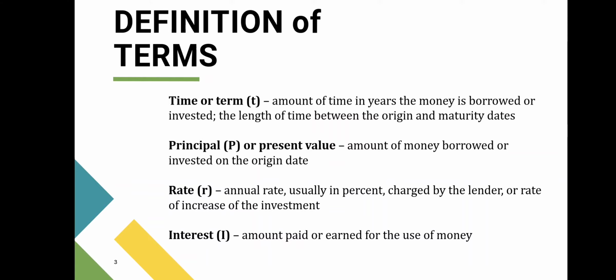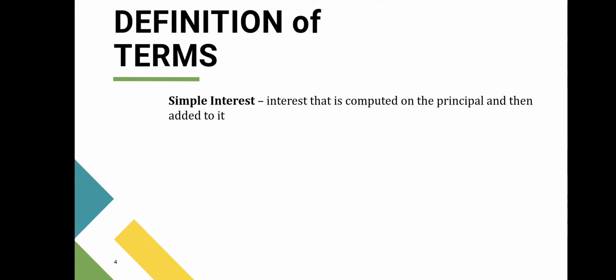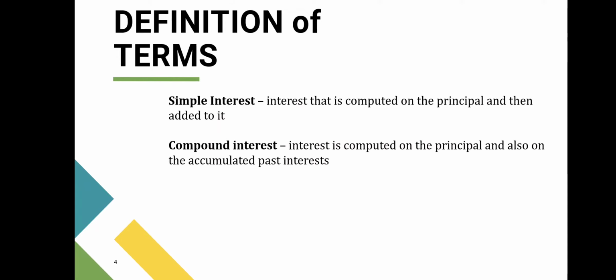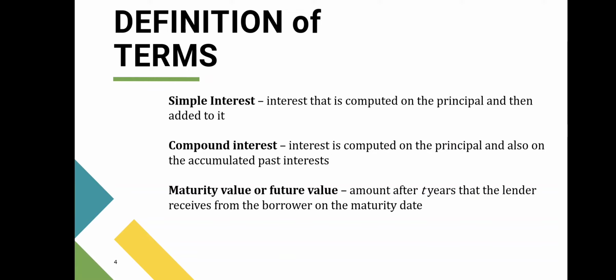Interest, or I, is the amount paid or earned for the use of money. Simple interest refers to the interest that is computed on the principal and then added to it, while compound interest is the interest computed on the principal and also on the accumulated past interests. And maturity value, also called future value, is the amount after T years that the lender receives from the borrower on the maturity date.